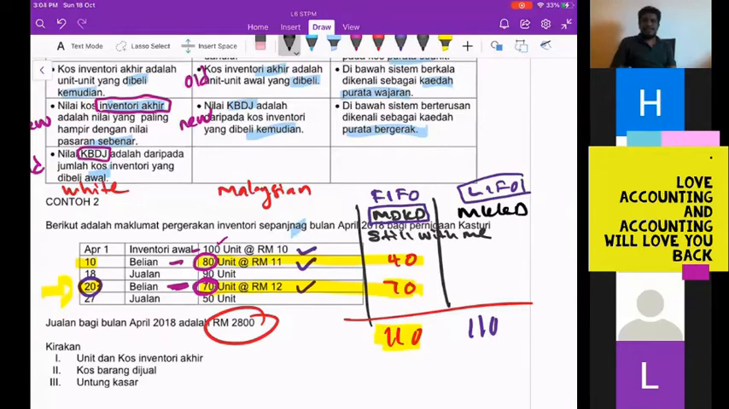Now which one is still with me? The new one or the old one? The old one. So which one will I take? I will take the 100 with me. So 100 is still with me. Is it enough? Nope. Another 10. Another 10 you take from the 80 that you bought on the 10th. So the total is 110 already.